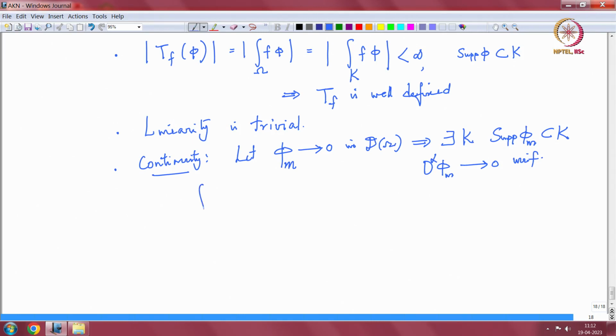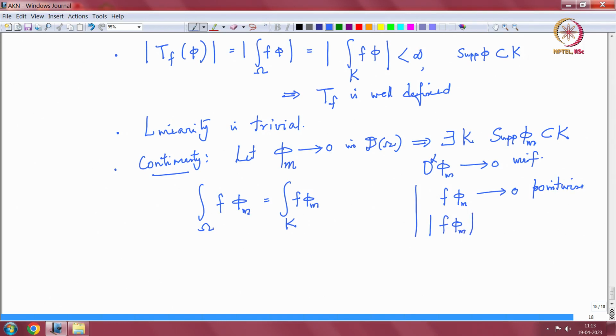So now you want to show this one, the integral of f phi m over Omega. This is the same as the integral over K, because there is a fixed compact set, of f phi m. So there is something you can immediately understand: phi m goes to 0 uniformly, and in particular pointwise. So in particular f phi m goes to 0 pointwise. And you can also see that the modulus of f phi m is less than or equal to mod f, and this is integrable on K.